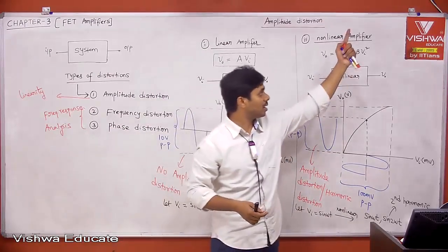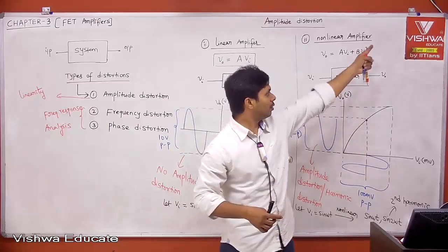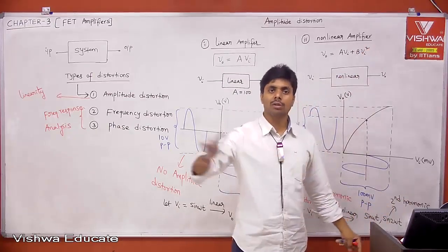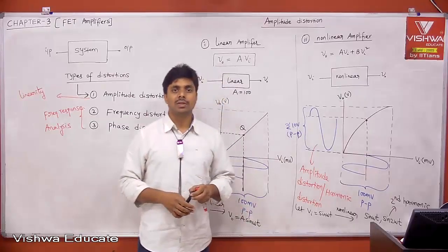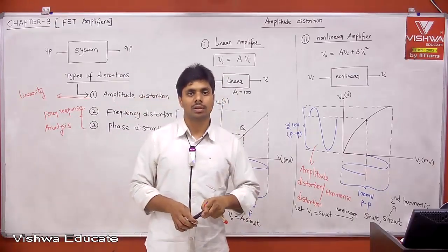If you consider third order, you will get sin 3 omega t. Fourth order, sin 4 omega t. If you add all those frequency components, whatever signal you get is your output signal, which is having harmonic distortion.